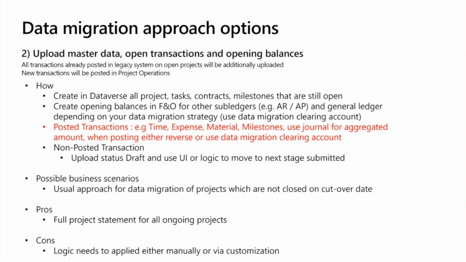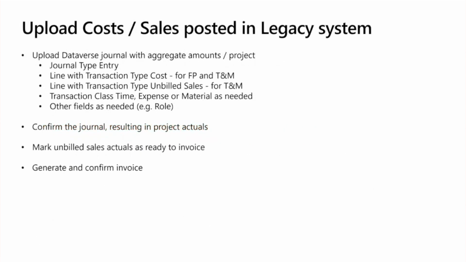The invoices would already be coming in our accounts receivable on that customer, so we don't want to have that amount double. That's the reason why we either use a clearing account or we need to reverse those transactions. And then, of course, we would have a full project statement for all ongoing projects in our Dataverse environment. The con, of course, is we need to write a little bit of logic for not having to do too many things manually. And we're going to demonstrate that shortly after.